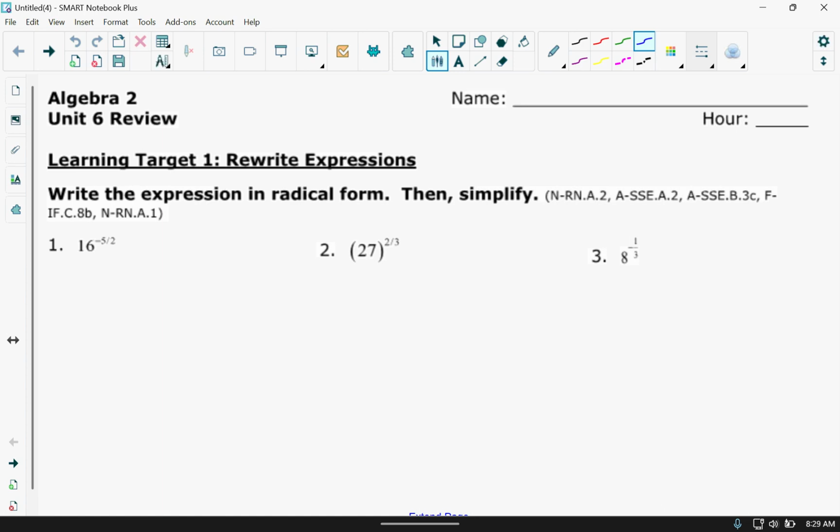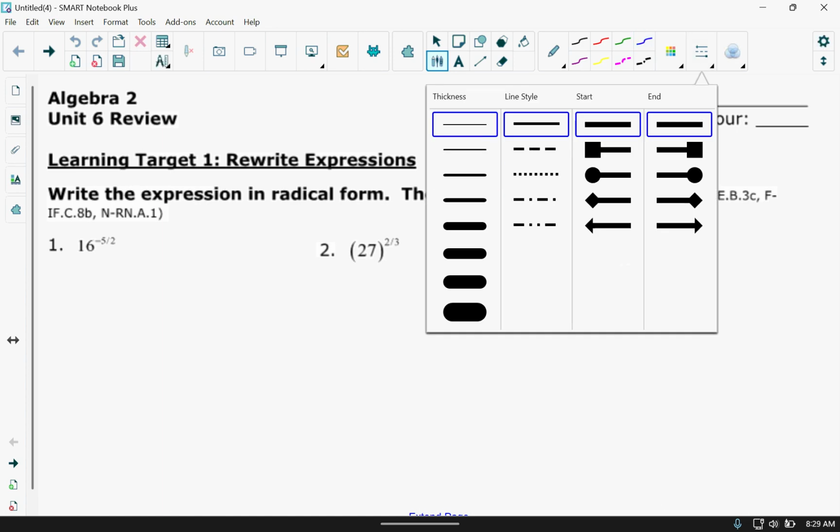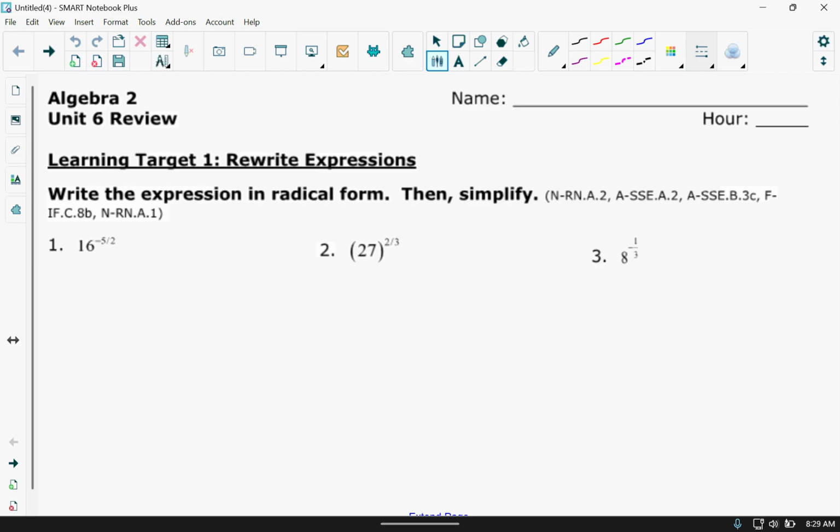Okay, first question. Number 1 says 16 to the -5/2. Write the expression in radical form and then simplify. So the first thing we have to do is fix the negative because you can't have negatives. So I'm going to put that 16 down at the bottom. When it comes down to the bottom, now it's a +5/2, and then 1 is on top. Then we're going to convert it into a radical. The bottom number indicates that it's going to be a square root. So I'll put square root of 16.